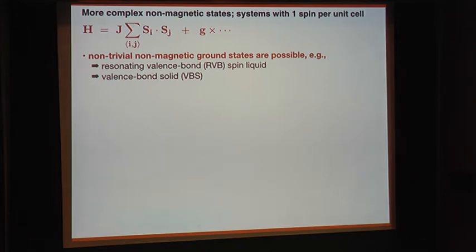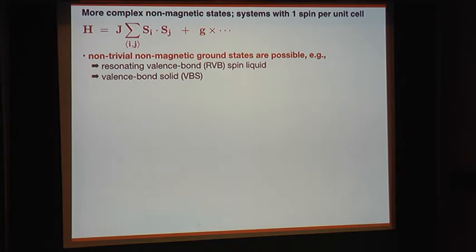Okay, so now in the remaining, I guess, 15 minutes, something like that, I want to talk about more interesting systems. John already mentioned yesterday that the really interesting physics in spin systems comes when we have an odd number of spins per unit cell.